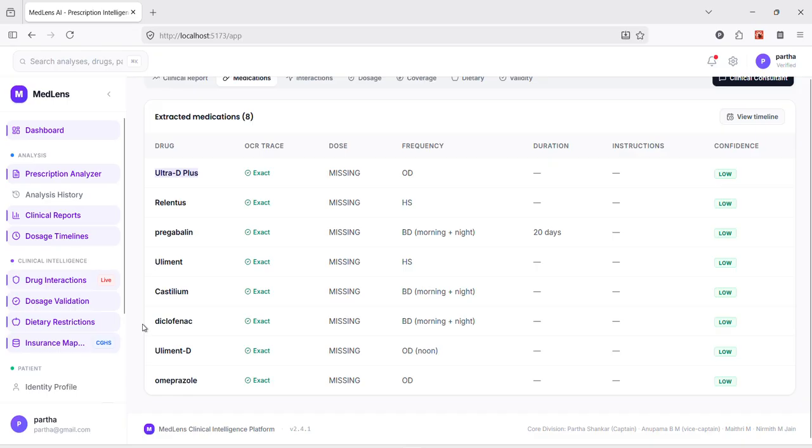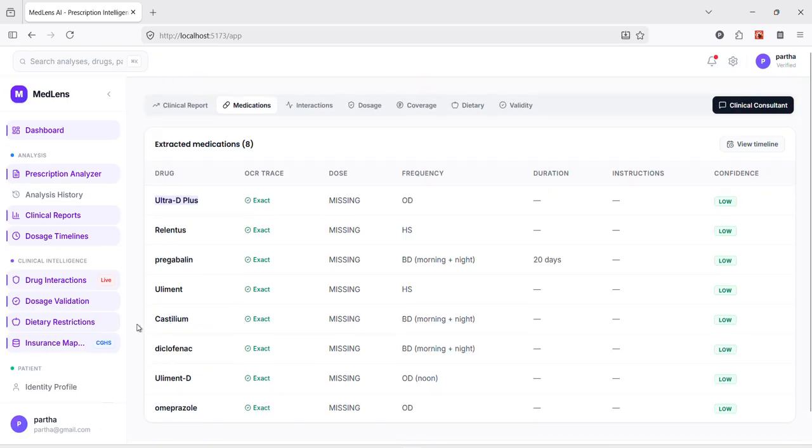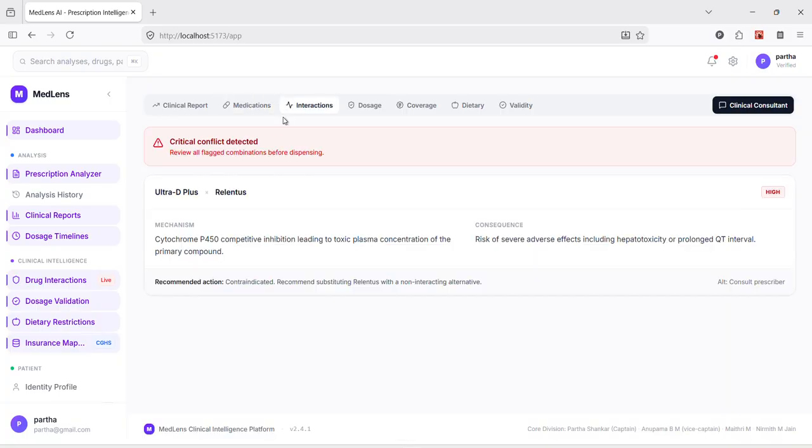This allows the patient to go back to the doctor or to the pharmacist and ask them questions regarding this, so that they don't end up with half knowledge and consume drugs that are not beneficial for their health. Interactions: critical conflict detected.